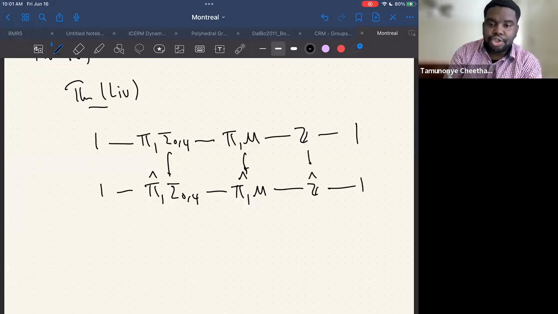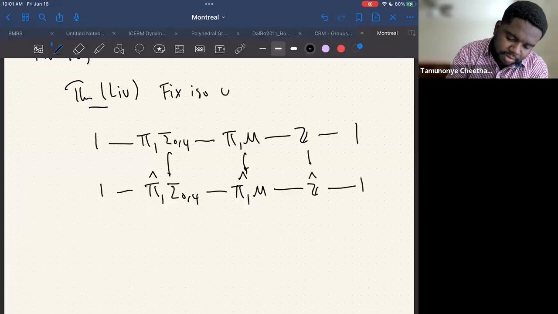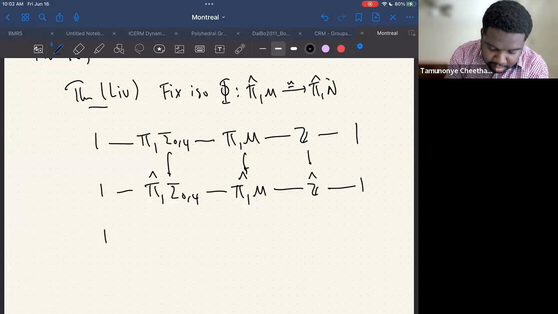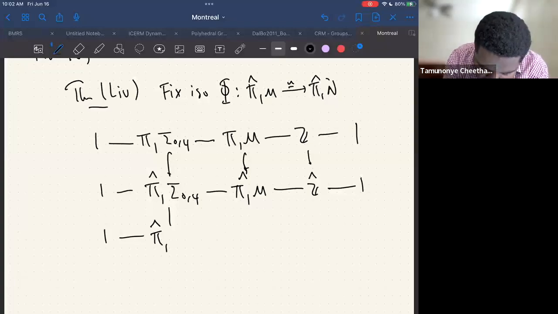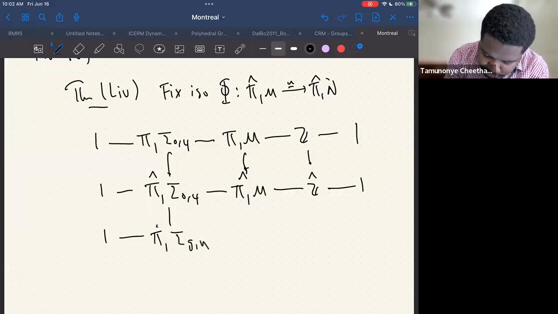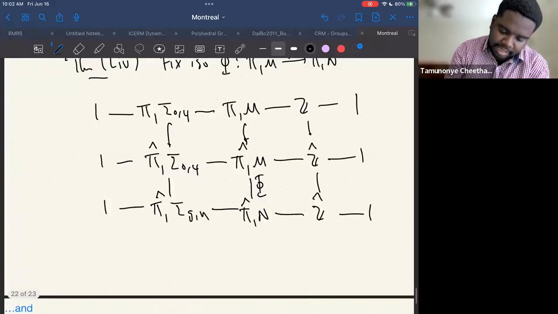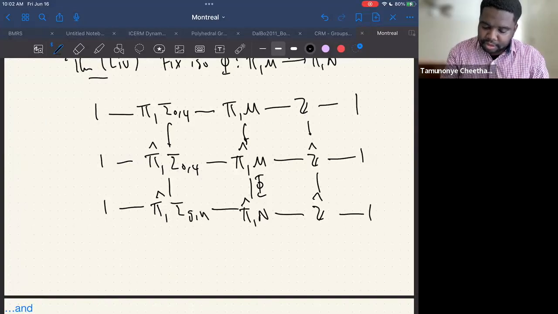And so now, when you choose your isomorphism phi between pi1 m hat and pi1 n hat, you're going to get an analogous profinite extension: pi1 sigma 0,n hat to pi1 n hat to z hat to 1.